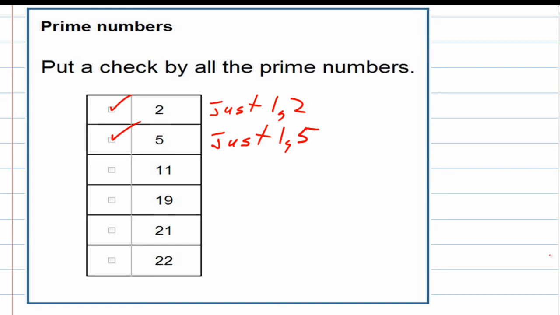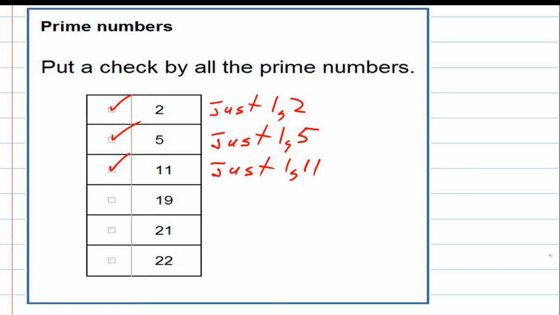11, divisible by 1, divisible by 11, and I think, well, maybe 2 goes into it. No, 3, maybe 3 goes into 11. Nope, not evenly. 4, any of these other numbers I think of, they don't divide evenly into 11. So just 1 and 11. So it's prime. 19, I go through the same process.